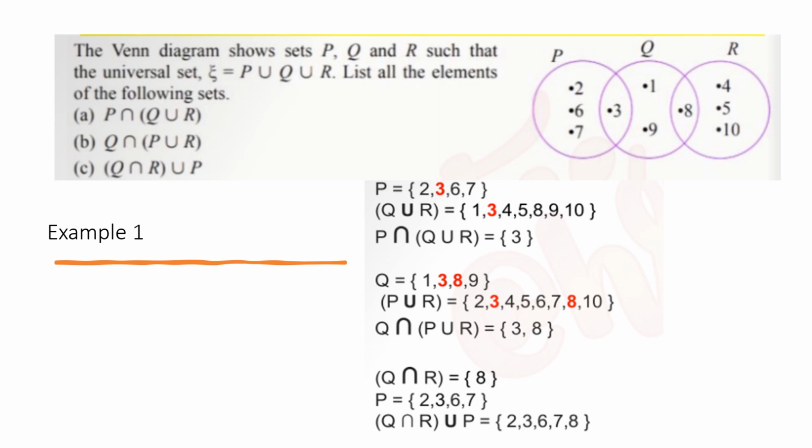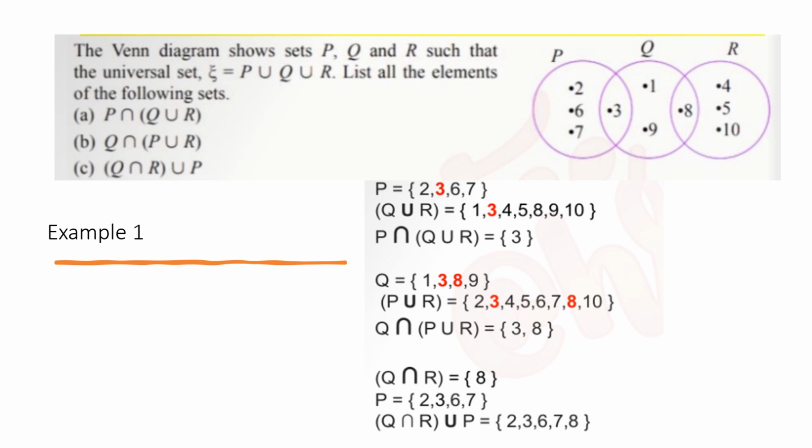So for the example in A, set P has 2, 3, 6, and 7. And Q union R is 1, 3, 4, 5, 8, 9, 10. After you list out both of them, P and Q union R, you can see what is intersecting in between. You compare P and Q union R, and you can see that the intersection between the two is 3. So 3 is your answer. Okay, so this is how you do it.